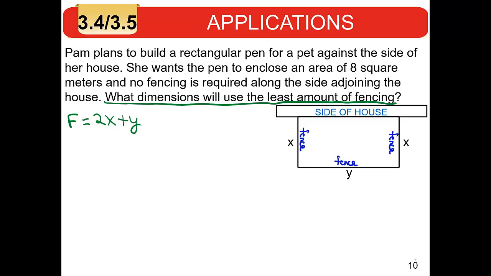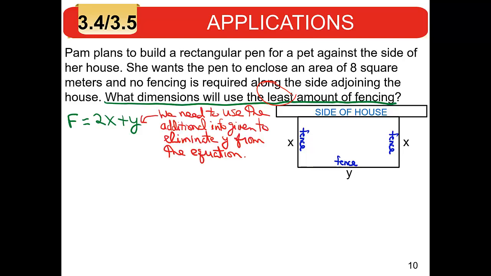Again, that's the function I want to minimize, least amount, but it's got X and Y in it. The strategy when you have a function with 2 variables is to read the problem again and find some information that you can use to relate X to Y, and then you can solve for Y and eliminate it from the original equation. So I'll read back up there and notice that it says that the area has to be 8 square meters, and the area of a rectangle is length times width. Well, that's X times Y, and I want it to be equal to 8, which means if I divide both sides by X, Y is just 8 divided by X.